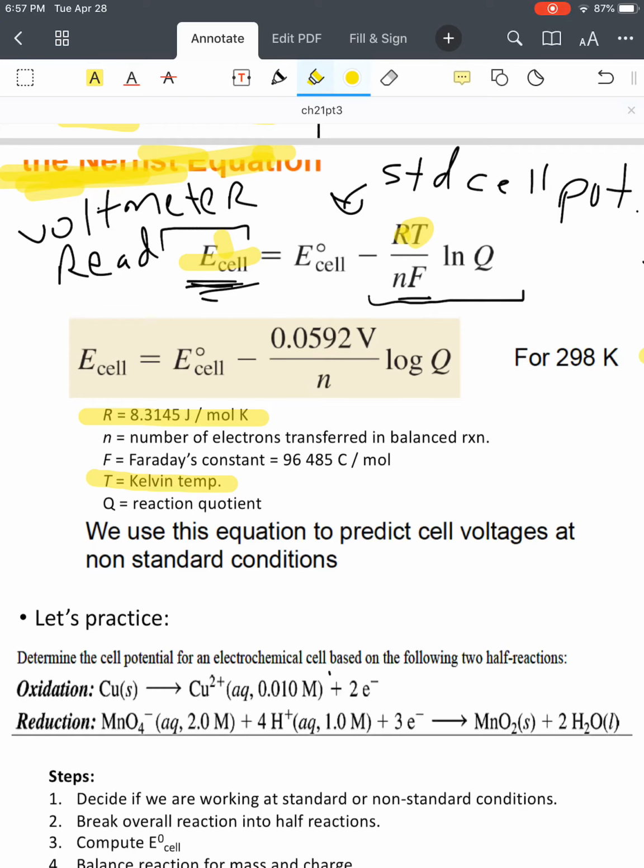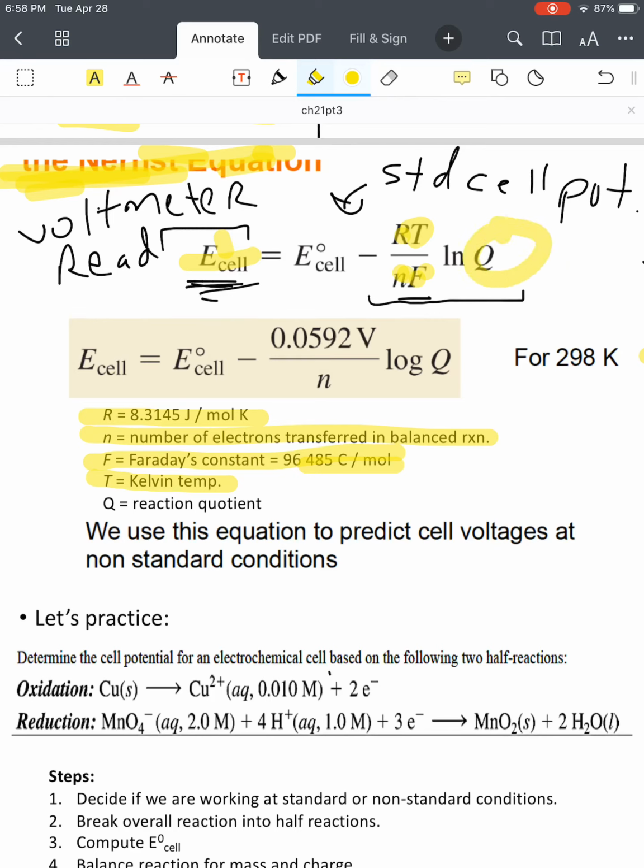It's the Kelvin temperature. We've seen that a lot this semester. Kelvin temperature times R is our numerator. In our denominator, we multiply N times F. F is Faraday's constant, the charge on 1 mole of electrons. It's 96,485 coulombs per mole. And N is the number of electrons that are involved in the balanced chemical reaction. The number of electrons transferred to make the redox reaction go as it is written in the overall balanced chemical reaction. Lastly, there's Q.